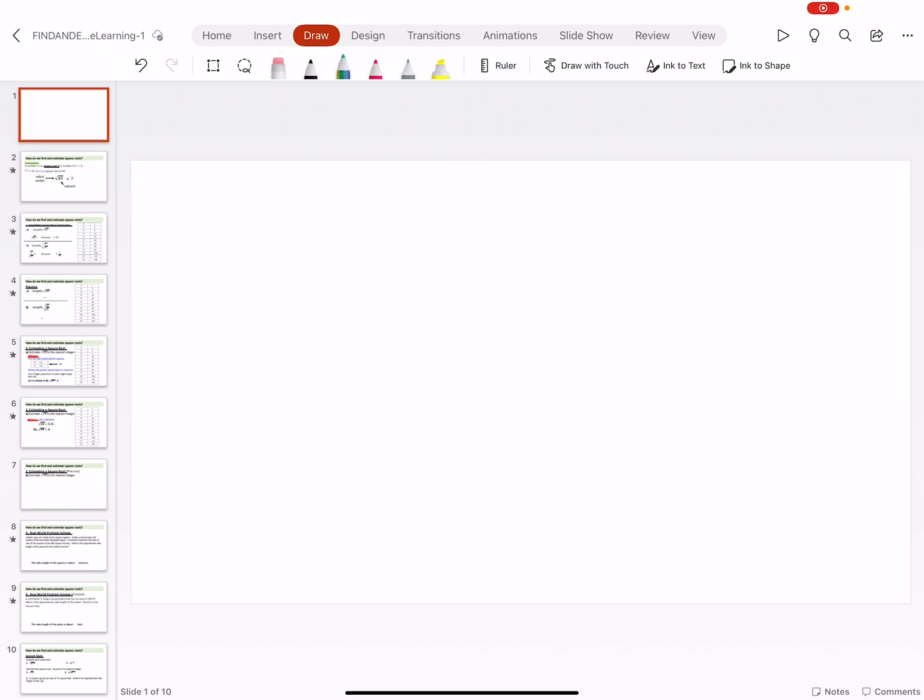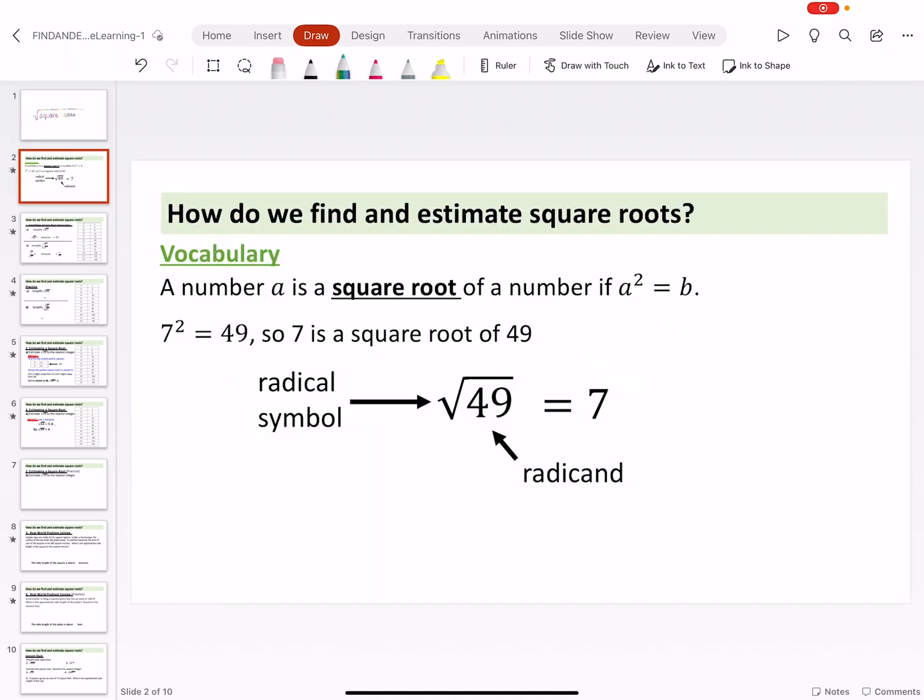So today we are going to be going over some square roots. So how do we find and estimate square roots? Also, I'm going to take a moment to pause really quick in case you don't already have your composition notebook with you. Please go grab it.